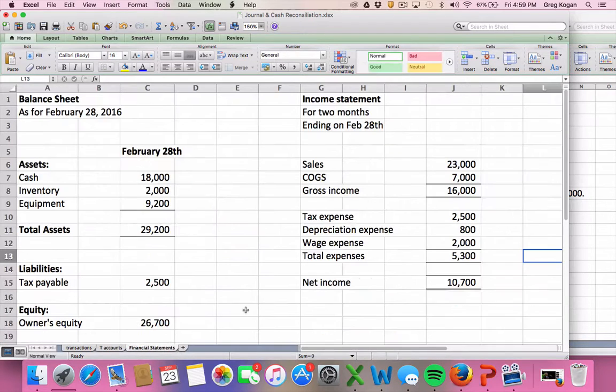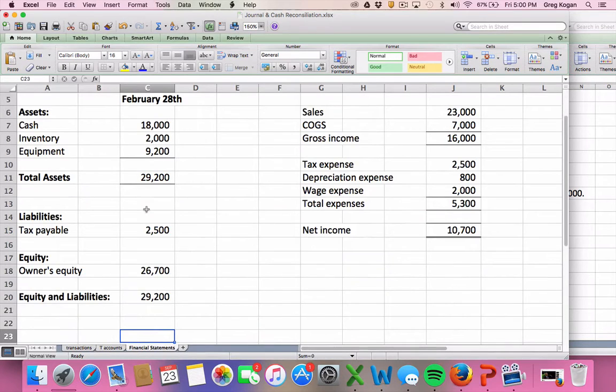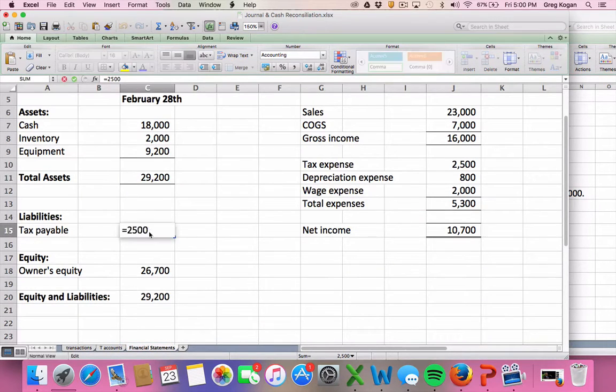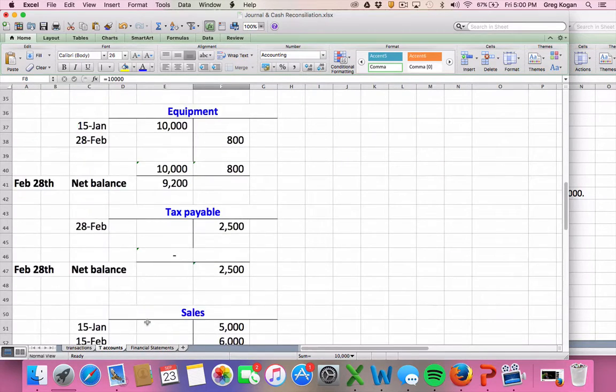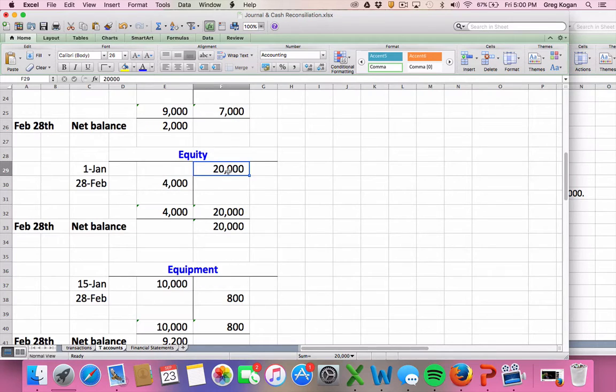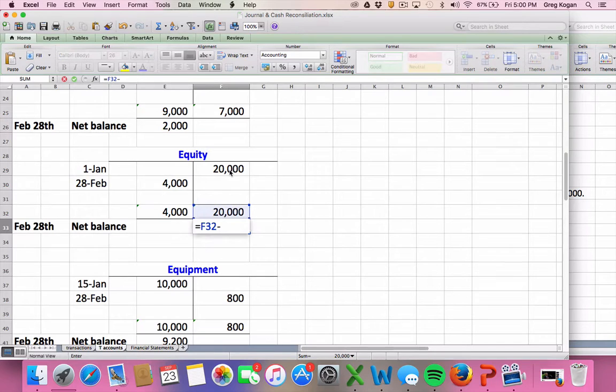And then I linked this to the financial statement. At the end of that, every T account is linked in the spreadsheet, and we have a balance sheet that balances. Notice that total assets equal an amount. Owner's equity is equal to your assets minus liabilities, or the balance of the T account for equity. We can see that it was just an investment of 20, then a reduction of 4, and the net balance is 16.